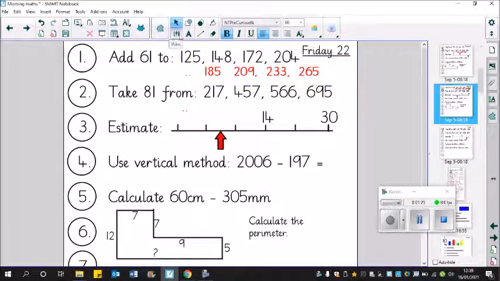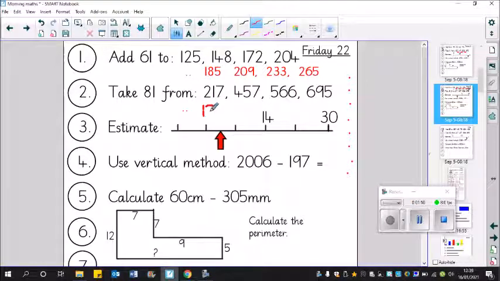265. Okay, question 2. Take 81 from these. Now, if you remember, 10, 20, 30, 40, 50, 60, 70, 80. So 217, take away 80. So 207, 197, 187, 177, 167, 157, 147, and 137. But we're taking away another 1, so therefore it's 136. So 136 goes there.